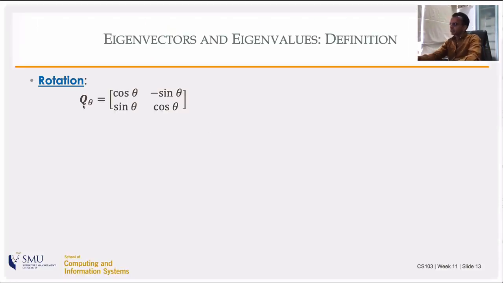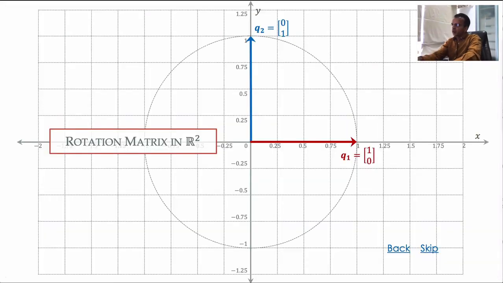Just to remind you, a rotation matrix is an orthogonal matrix, so that the transpose is the same as the inverse, and it's got trigonometric functions inside. Let me just show you why this is true. Again, in order to see what the matrix does, we will see what it does to the unit vectors. So Q1 is 1, 0 and Q2 is 0, 1. Those are the columns of the identity matrix.